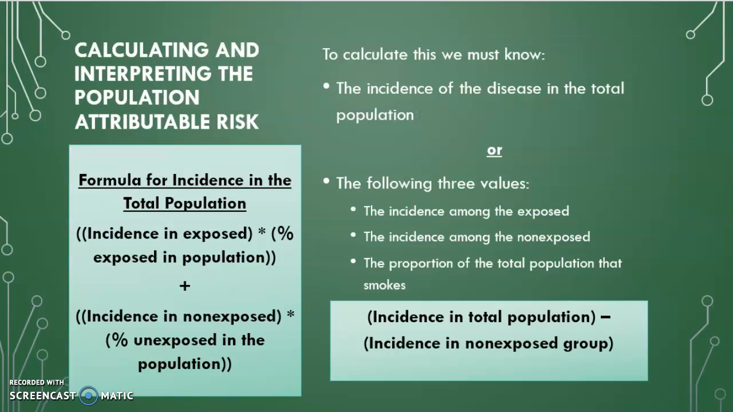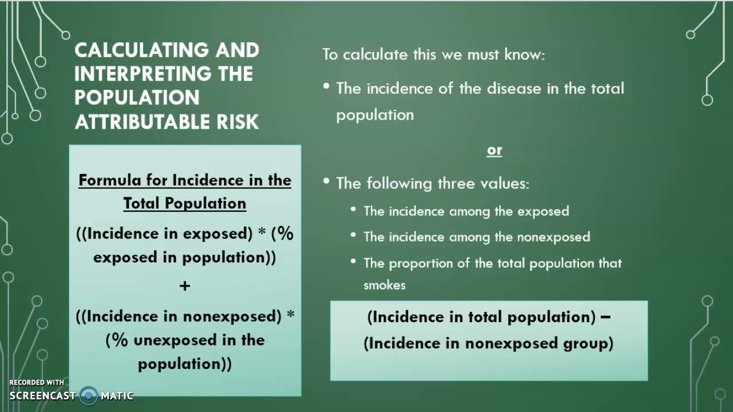Next, we're going to look at how to calculate and interpret the population attributable risk. So in order to do this, the book states that we either must know the incidence of the disease in the total population, which often we won't know, or we need to know the following three values, which is the incidence among the exposed, the incidence among the unexposed, and the proportion of the total population that smokes.